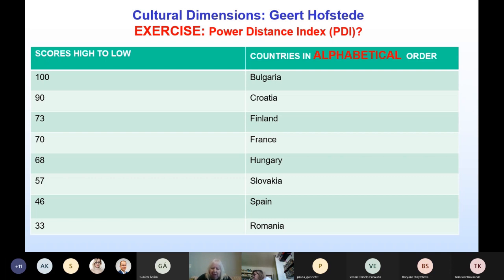So it's another country from Eastern Europe, which is 100. Any ideas? Would that be Romania? Romania, yeah, you're nearly right. Romania is 90. Okay, so it's pretty high, but even higher than Romania is another country.